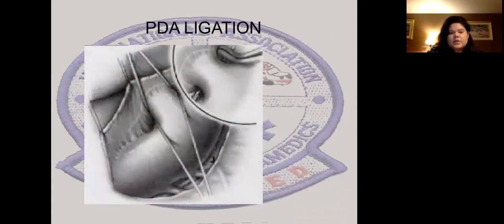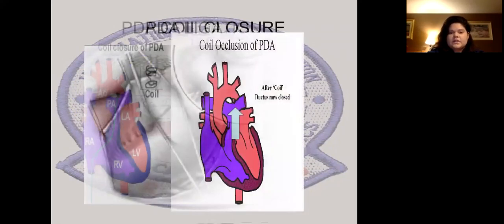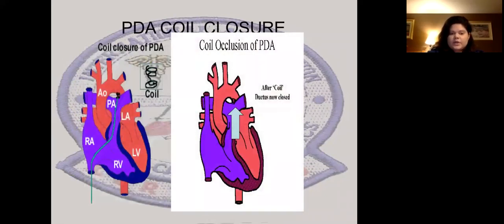So this is one of the ligations. I'm sorry, ligations. And then a coil closure. They just take it in. It's no different than any other coil closure that they put in. They just wrap off that area, and then it separates it into two entities, back to the aorta and the arteries.